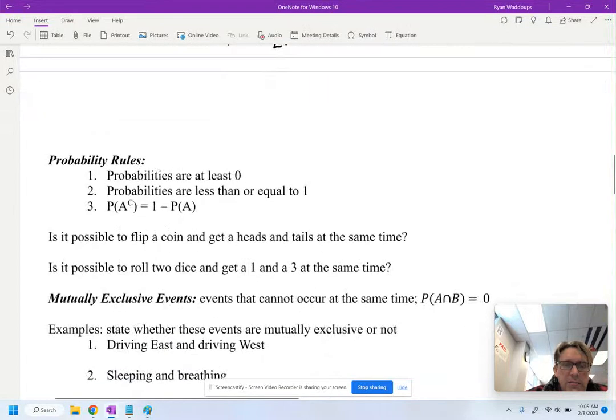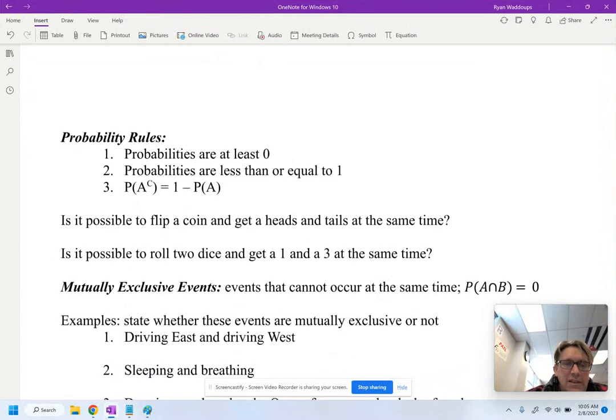All right. Probabilities are at least 0. No less than 0. You can't have a negative probability. Probabilities are less than or equal to 1. The probability of the complement of A is equal to 1 minus the probability of A.